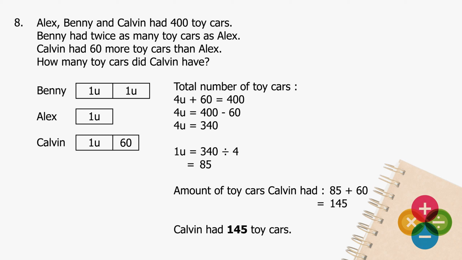The amount of toy cars Calvin had will be, add 85 to 60, and the sum is 145. Calvin had 145 toy cars.